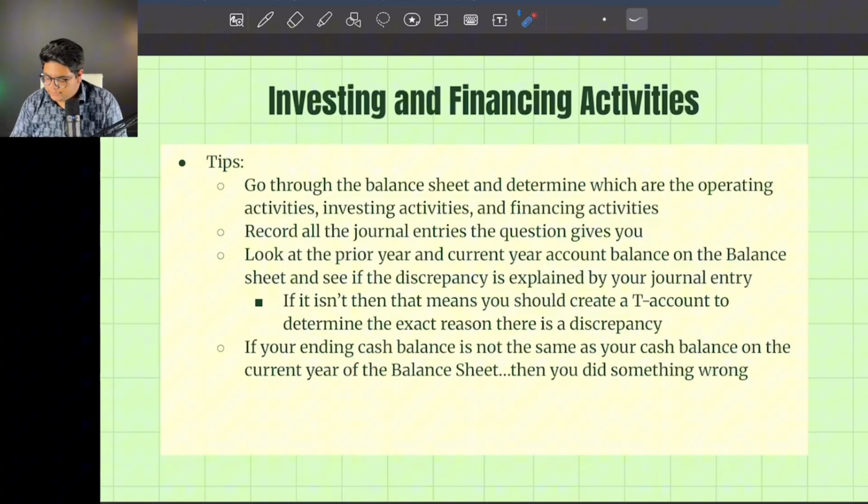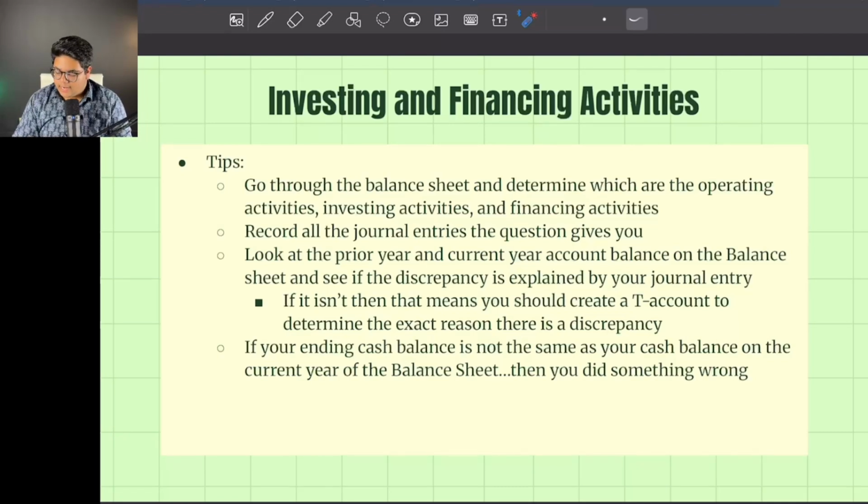Cool, you'll do that for sure, but the third tip is to look at the prior year and current year account balance on the balance sheet. See if there's a discrepancy that is not already explained by a journal entry. So let's say you have a truck balance, a long-term asset for your truck. Previously it was $20,000, now it's $30,000. That means you bought a $10,000 truck, right? Well, if your journal entry tells you that you bought a $10,000 truck, that's great. Otherwise, that means you need to record the $10,000 truck, even if your journal entry didn't tell you to. So if the discrepancy is explained by the journal entry, great, you don't need to worry.